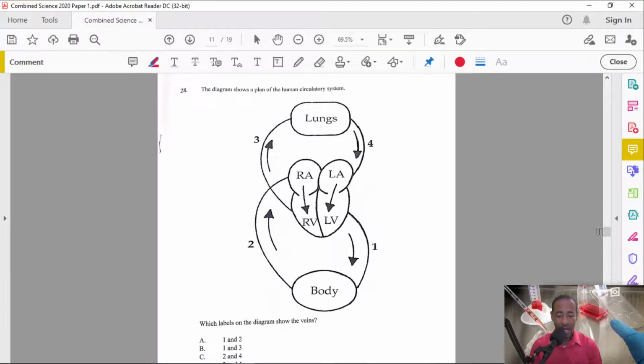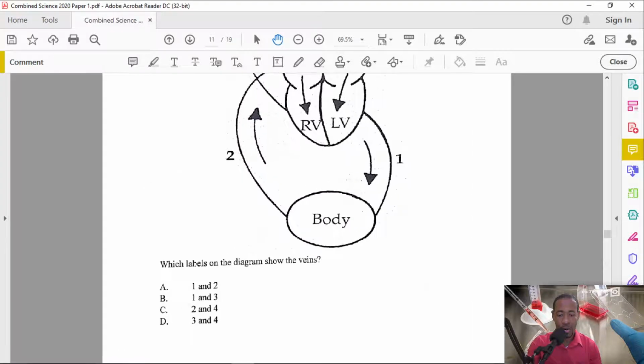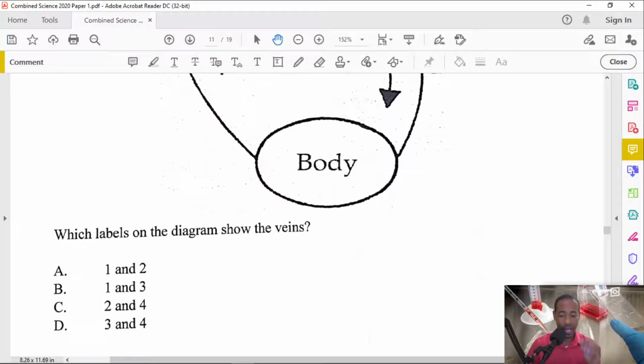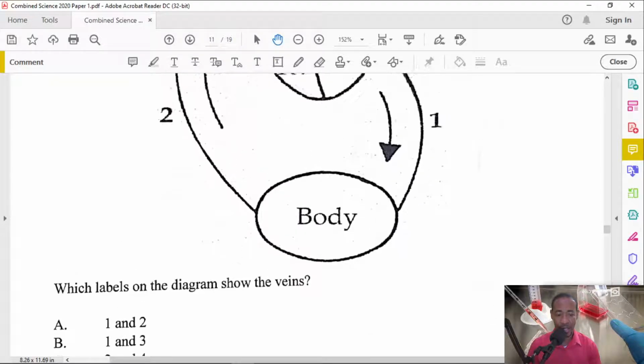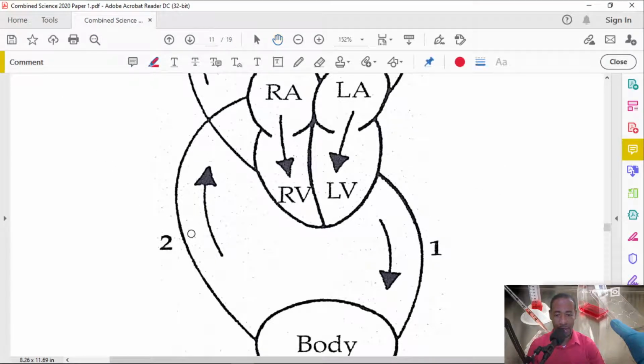Now, the question asks here now, so let's go to what the question is actually asking you. All right, so the question is asking, which labels on the diagram show the veins? Okay, now remember that veins will take blood towards the heart, okay? Arteries take blood away, arteries away, away. Now, we're looking for what is going to the heart, so let's go back up to that and see which one is going to the heart itself. All right, and so we have number 2 is going to the heart, which is awesome. So number 2, we could tick that one. Number 2 going to the heart.